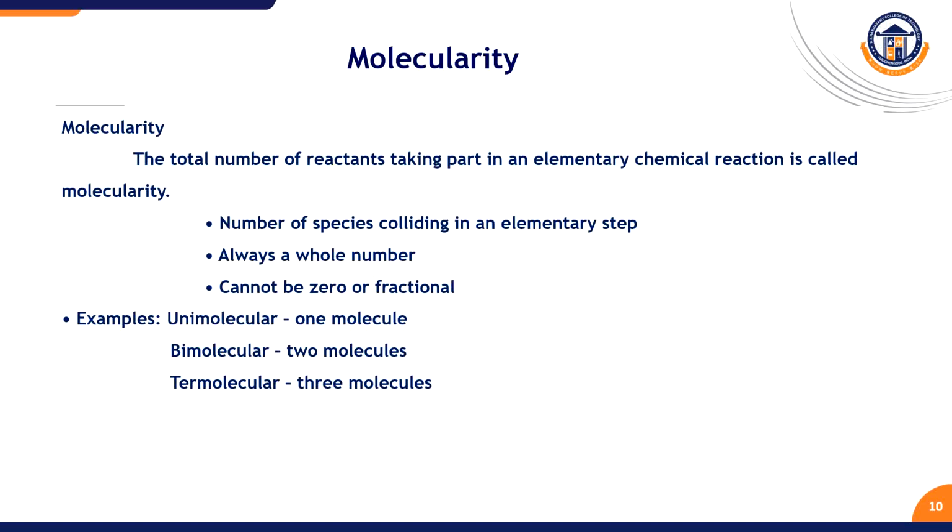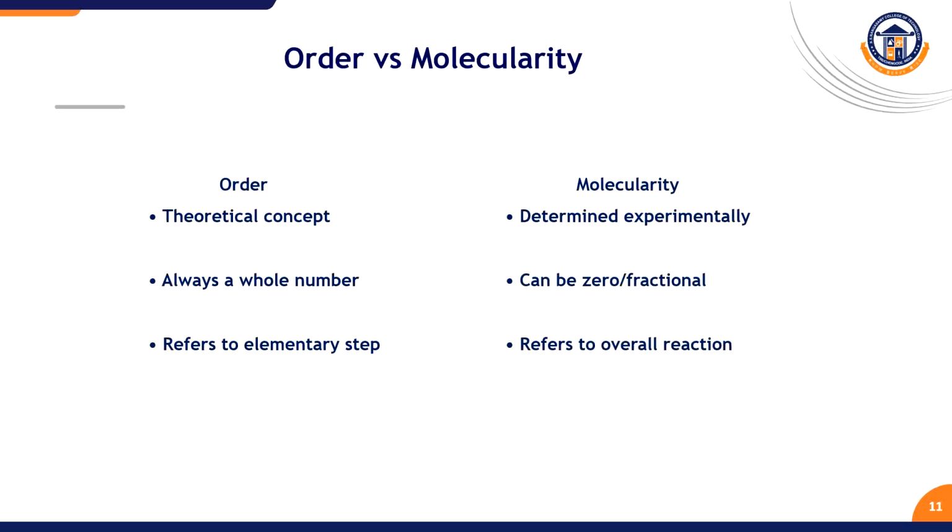Then, molecularity. It is nothing but the total number of reactants taking part in an elementary chemical reaction. It is the number of species colliding in an elementary step; it is always a whole number and it cannot be zero or fractional. So if one molecule is involved, it is called unimolecular. Two molecules means bimolecular. Three molecules means termolecular.